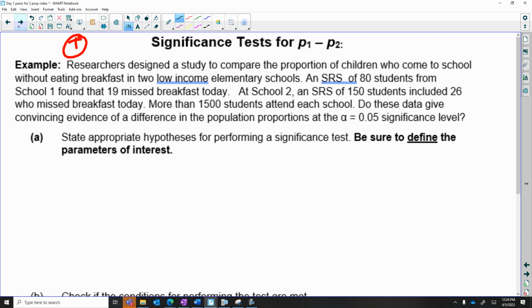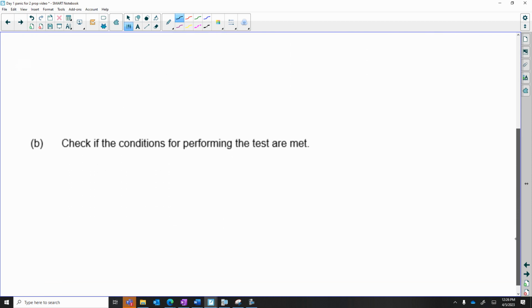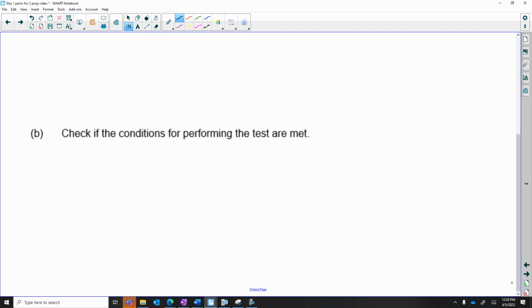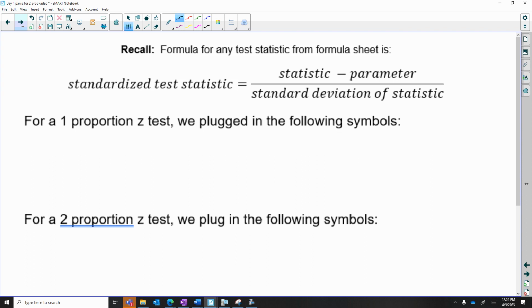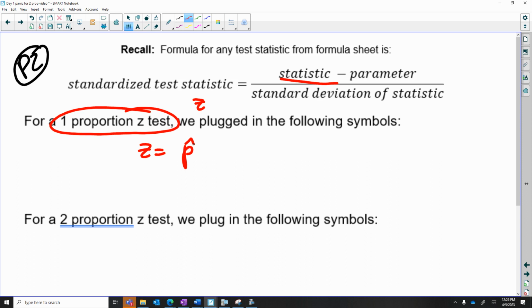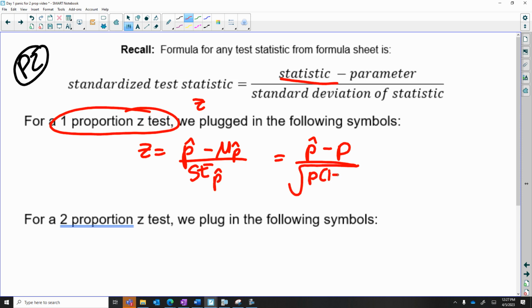Now, how do we actually do the test though? Remember, we do the whole PHANTOMS, right? I'm going to kind of skip ahead here because we did just talk about population, parameter, hypothesis, conditions. I want to jump ahead to something new, the test statistic. So you guys know for proportions we use z. So this is going to be a z-score, okay? For a one proportion z-score, our formula was statistic p hat minus parameter mu p hat, which equaled p, by the way, p hat minus p, over standard deviation of p hat, which was the square root of p times 1 minus p over n.